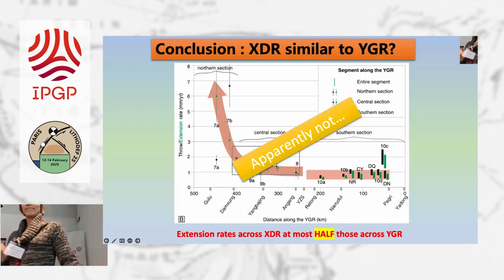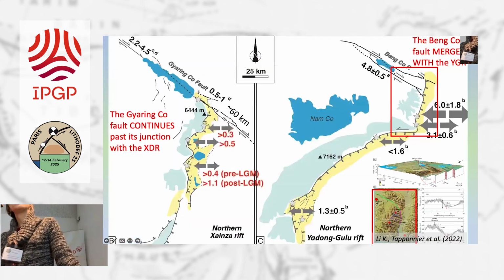So is it behaving in a similar way as the Yadong-Gulu rift? Well, apparently not, right? The rates across the Xainza Dinggye rift are quite slow, at most half of those along the Yadong-Gulu rift. So why would that be?